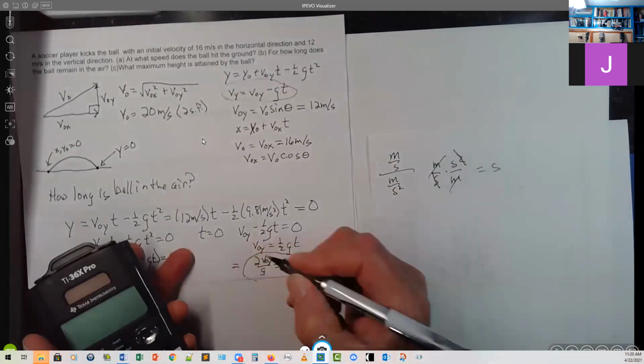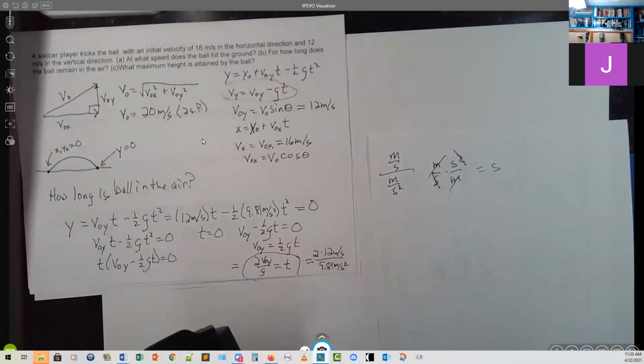And the number I get for that time, 2 times 12 divided by 9.81, and I don't have my calculator on, so that won't help.